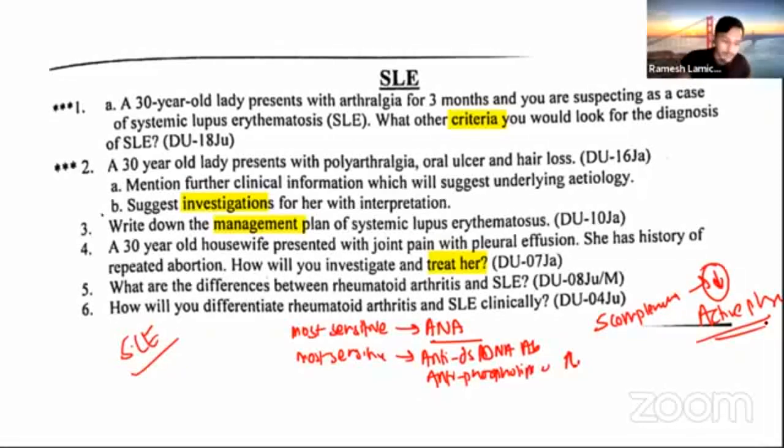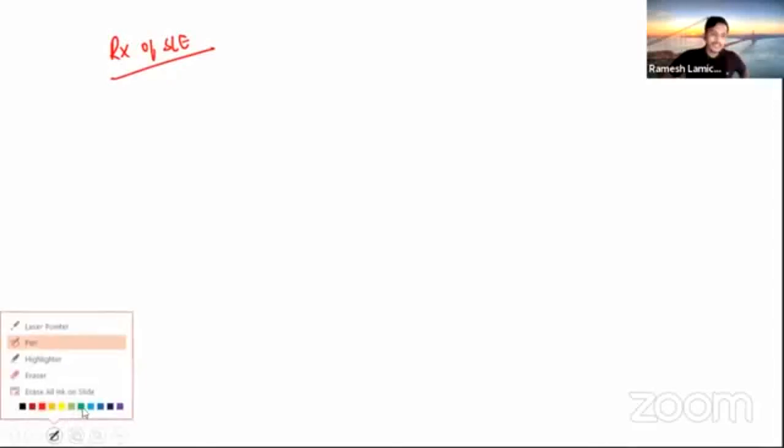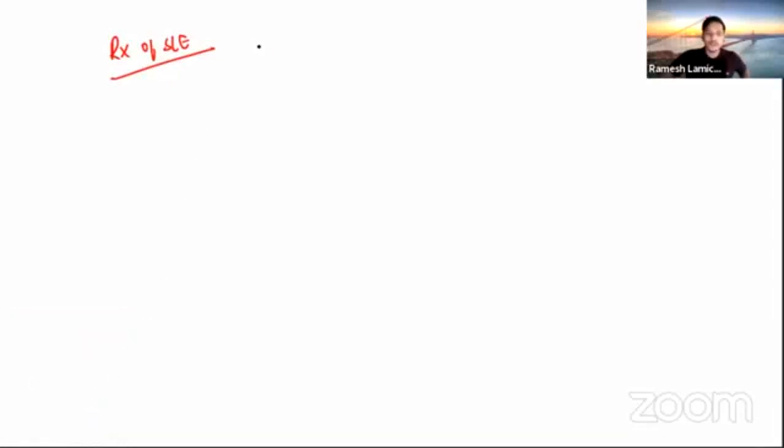So now treatment, right? Treatment of SLE: there is no cure, okay? So there is no cure. You are minimizing symptoms, giving supportive treatment, so that's all. There is no cure, right? Okay, so no cure.